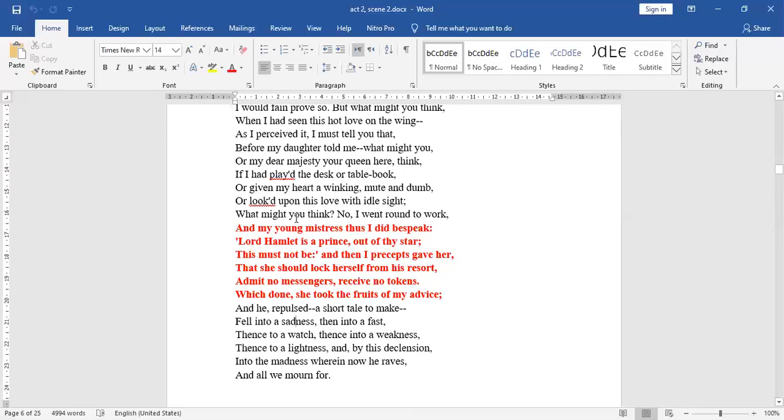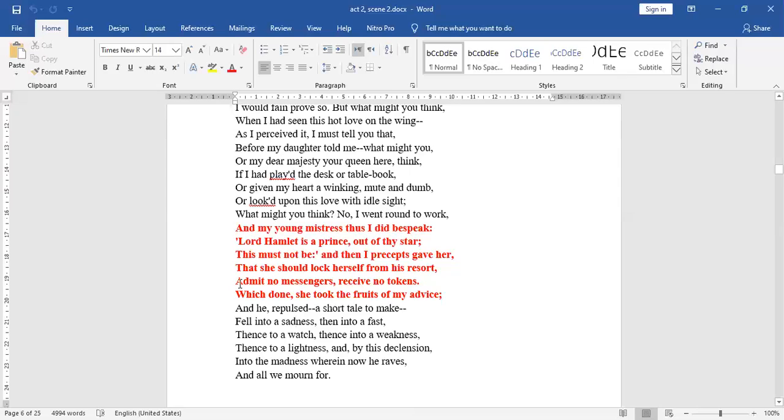So as you see here in these lines now, Polonius refers to the idea that Hamlet is a prince, and of course he is not free to marry the woman he loves, because marriages were arranged during that period of time. And then, secondly, he told the queen and the king that he ordered his daughter. I said he is not a man of emotions and he has nothing to do with love. So he ordered his daughter Ophelia to break off her relationship of love with Hamlet.